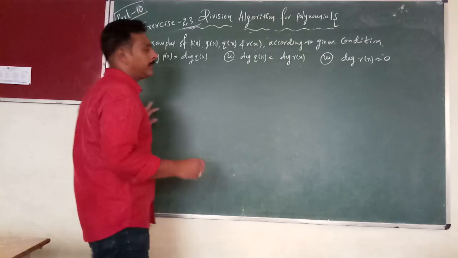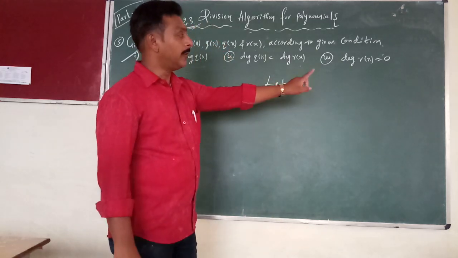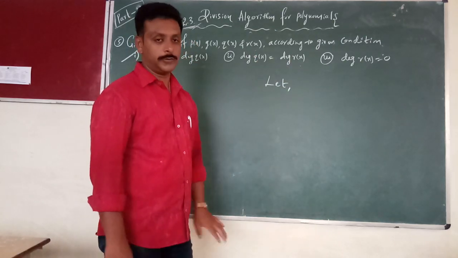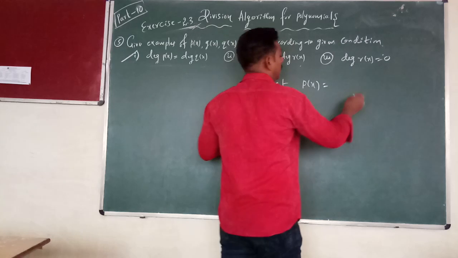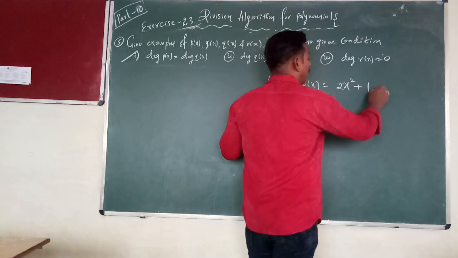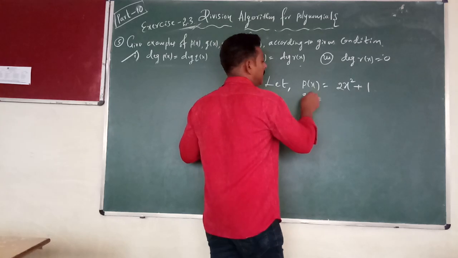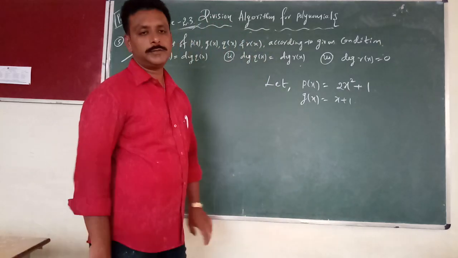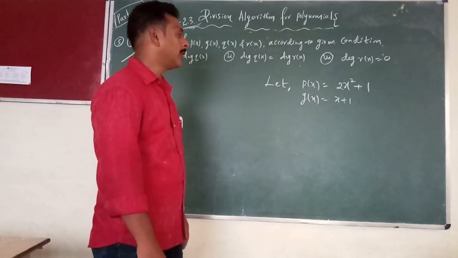So let the degree of r of x be equal to 0. The degree of the remainder that comes should be 0. We have to take such an example. Let p of x is equal to 2x square plus 1, and g of x is equal to x plus 1. Let's divide. We can check whether we are getting remainder 0 degree or not.